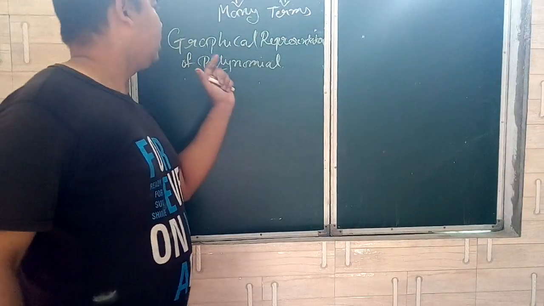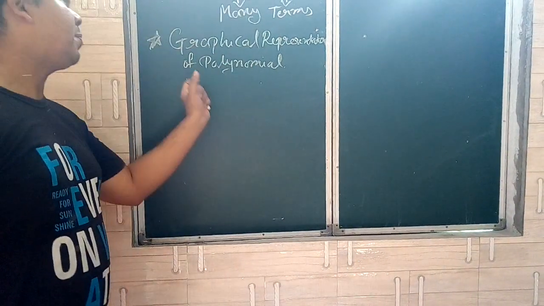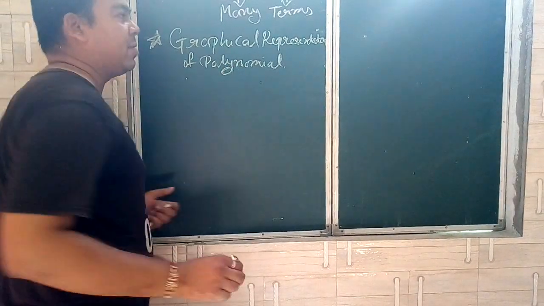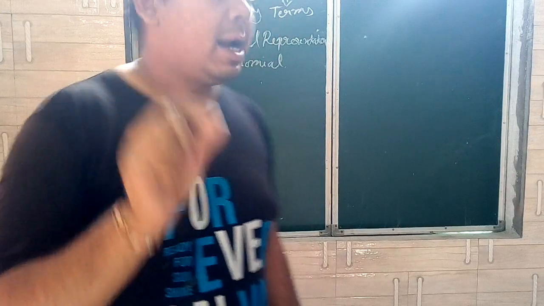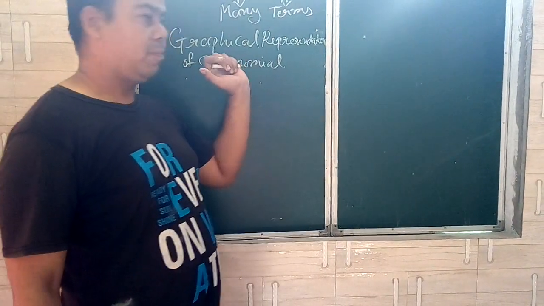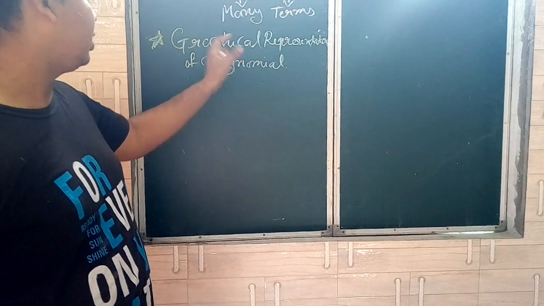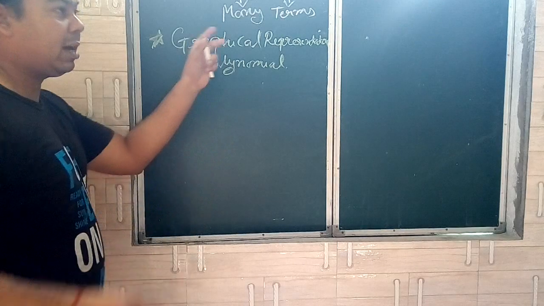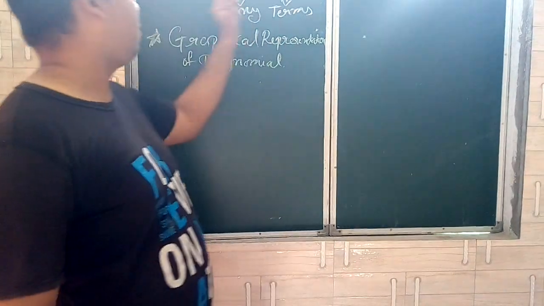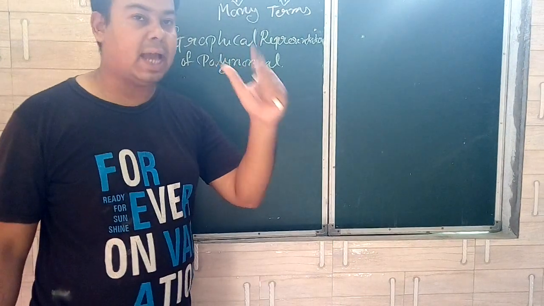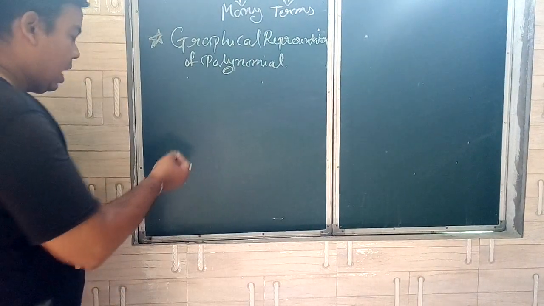So welcome my students, in our next topic, graphical representation of polynomials. Graphical representation of polynomials means here we represent the polynomial equation in a graph, meaning the relation of the polynomial with the graph. Okay, so we know the types of polynomials: linear, quadratic, then cubic. So linear means what?